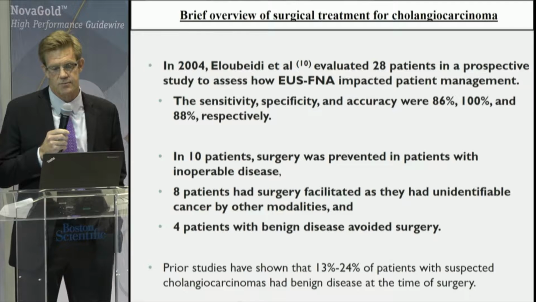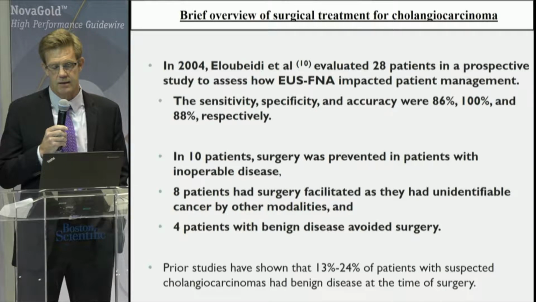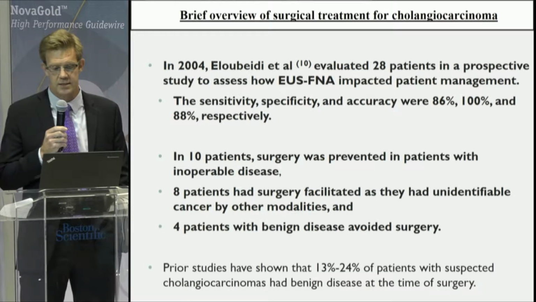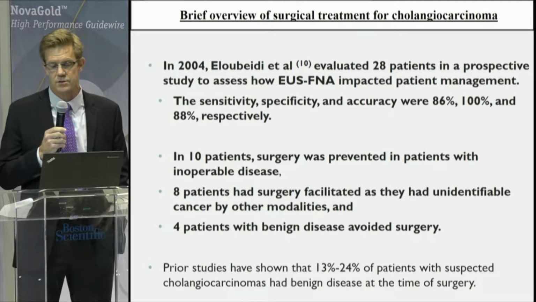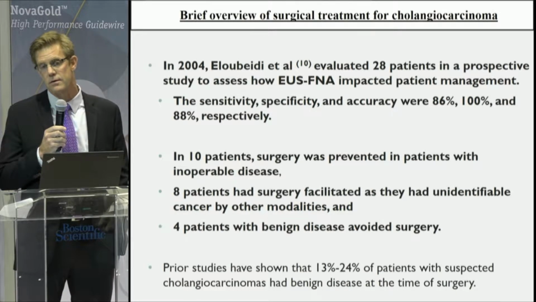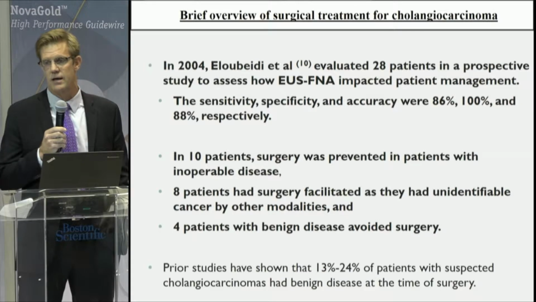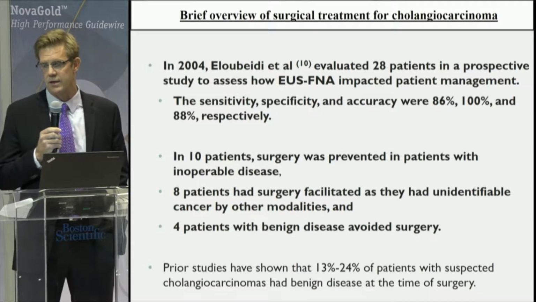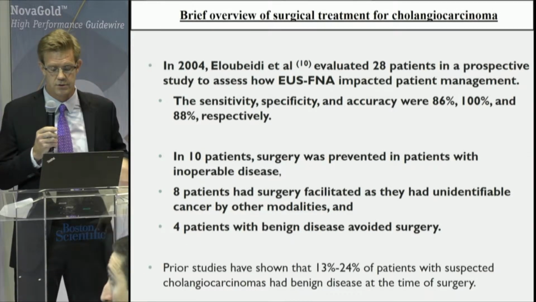In fact, in 2004, one group published their experience with 28 patients and assessed the impact of EUS FNA on patient management. What they found was that with EUS, in 10 patients, surgery was prevented because they were found to be inoperable based on EUS findings. 8 patients had surgery facilitated because they had a cancer identified that had not been identified by the more traditional modalities. And 4 patients had benign disease and avoided surgery.